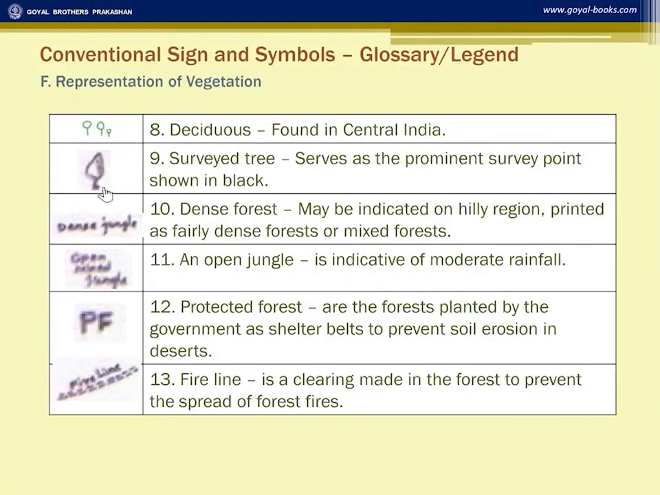Then you have a survey tree. Survey tree is given in black. This is a surveyor's mark. It is shown in black, and if a height is given beside it, it means that particular point is, for example, 220 written there with the dot. That means the particular point where the survey tree is located is 220 meters above sea level.